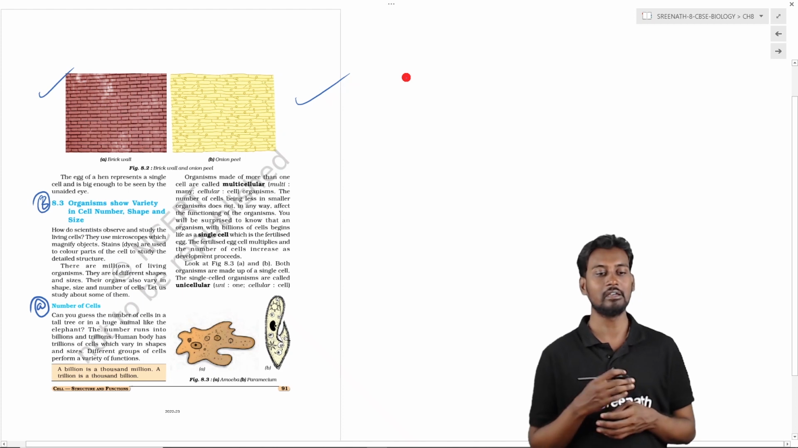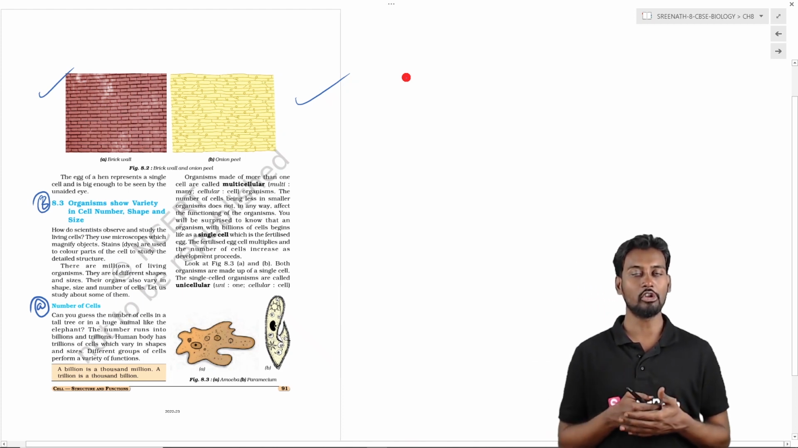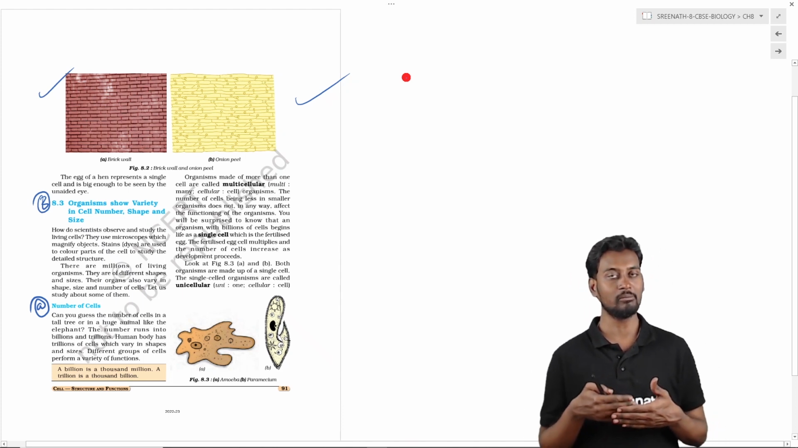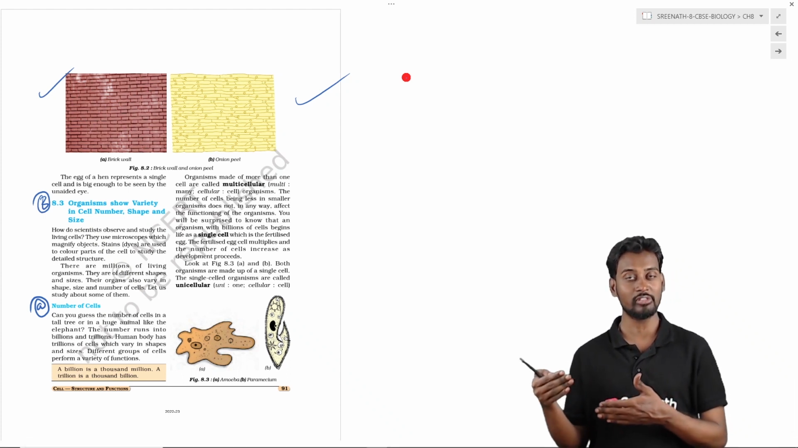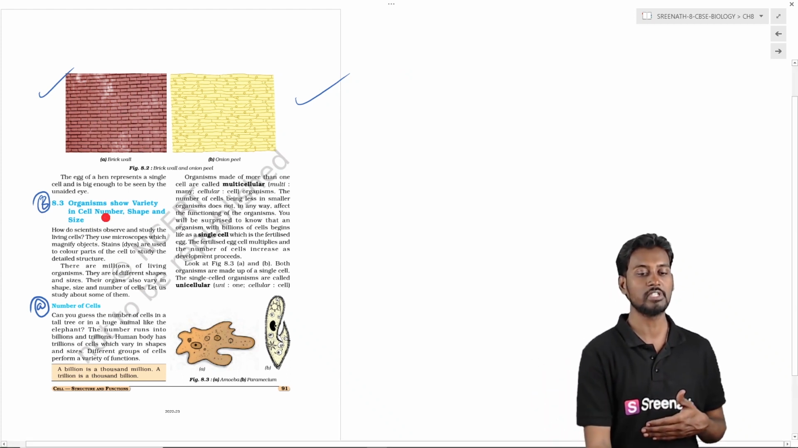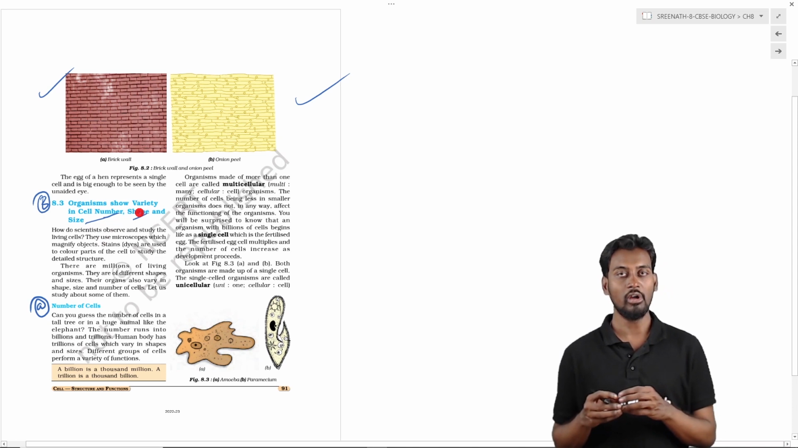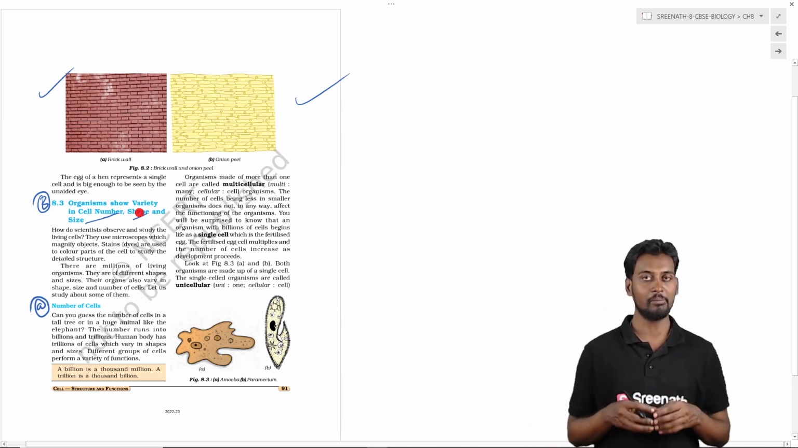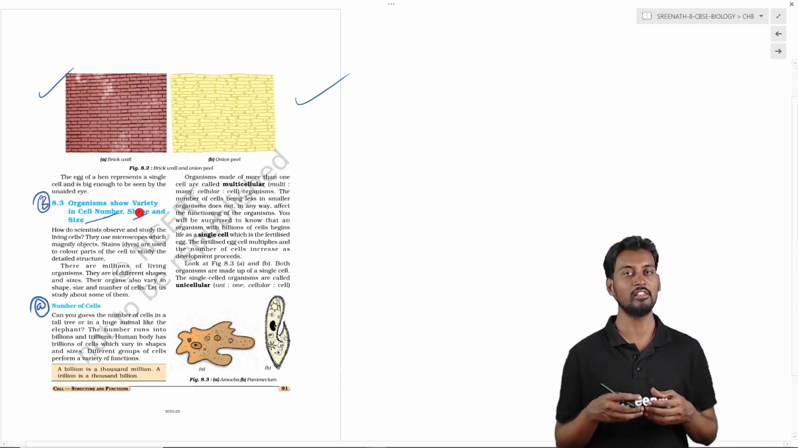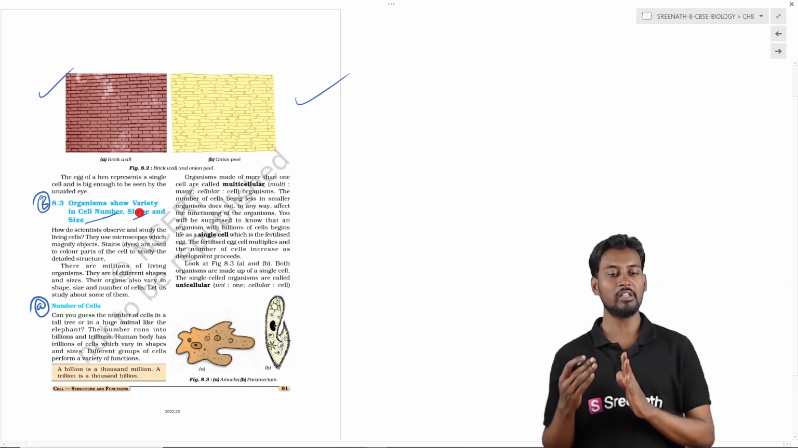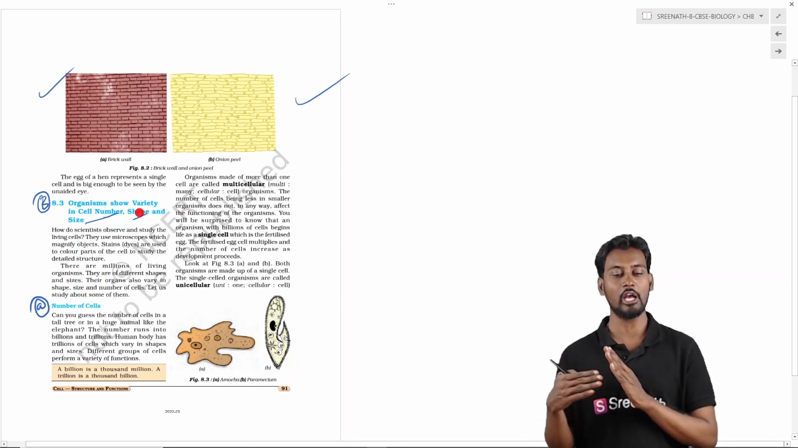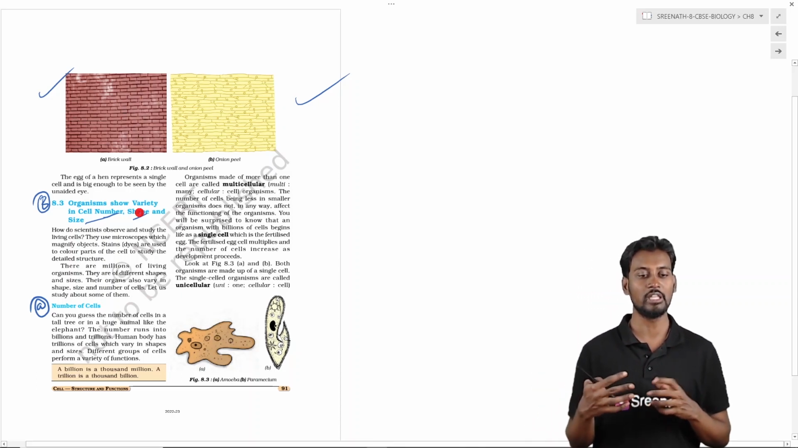In the third topic we will be discussing how organisms show different varieties of cells which differ in terms of shape, size and number. The cell number, cell size and cell shape vary according to the different tissues within an organism.